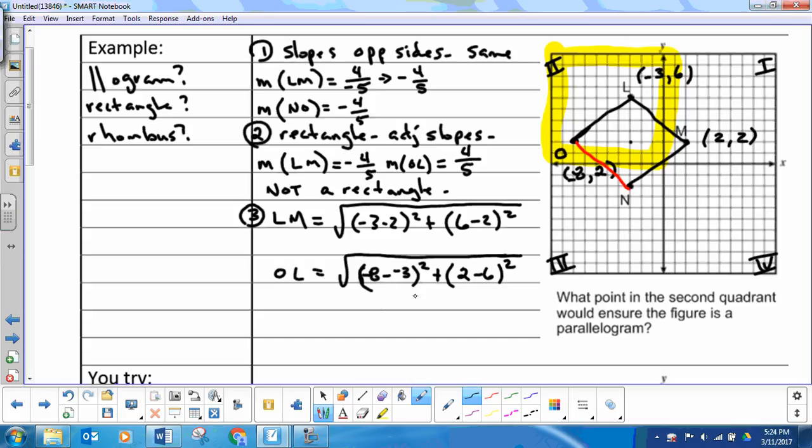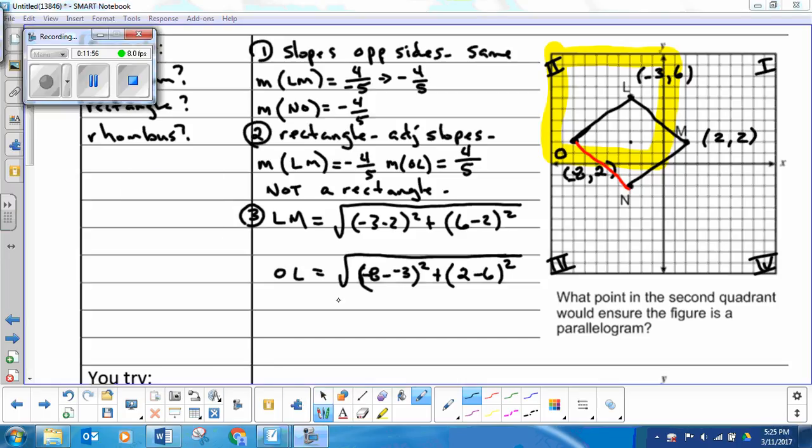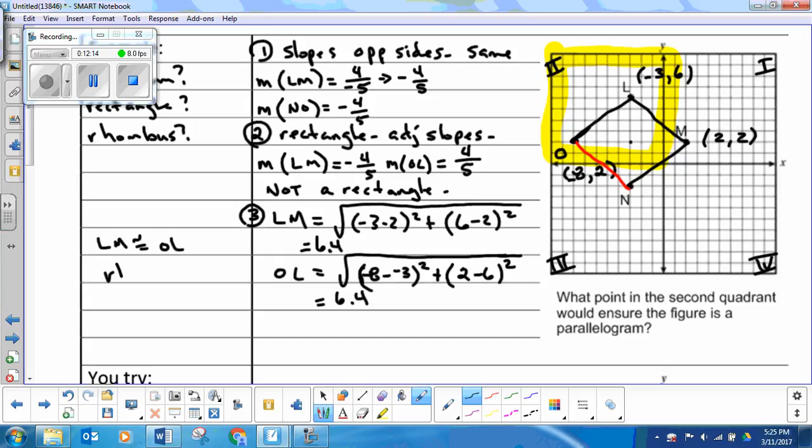All right, go ahead and pause the video and walk through those two distances in your calculator. Make sure that you and I agree. Again, pause the video and come back and take a look. All right, and so you should have gotten that LM was about 6.4 and that OL is about 6.4. And so since LM is congruent to OL, then we absolutely not only have a parallelogram on our hands, but we actually have a rhombus.